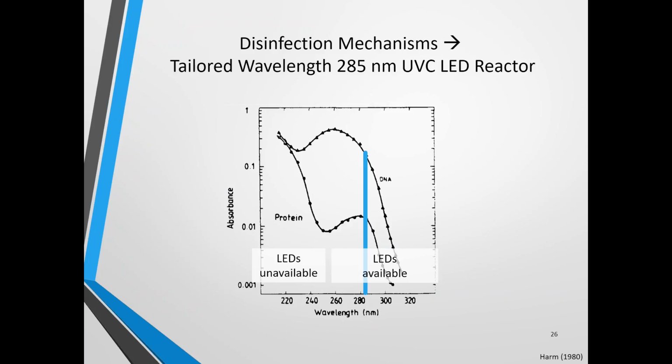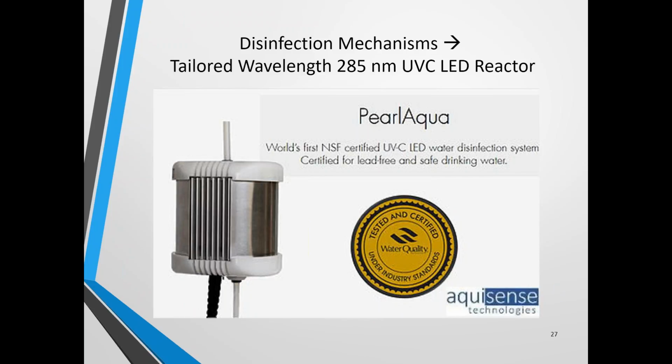Ideally, you would combine UV sources targeting the maximum protein absorbance and the maximum DNA absorbance. But if you're trying to design an LED reactor, there aren't LEDs readily available at those low wavelengths. So you can target the secondary peak of protein absorbance and still target DNA absorbance at the higher wavelengths. And this has been done by a company called Aquasense.